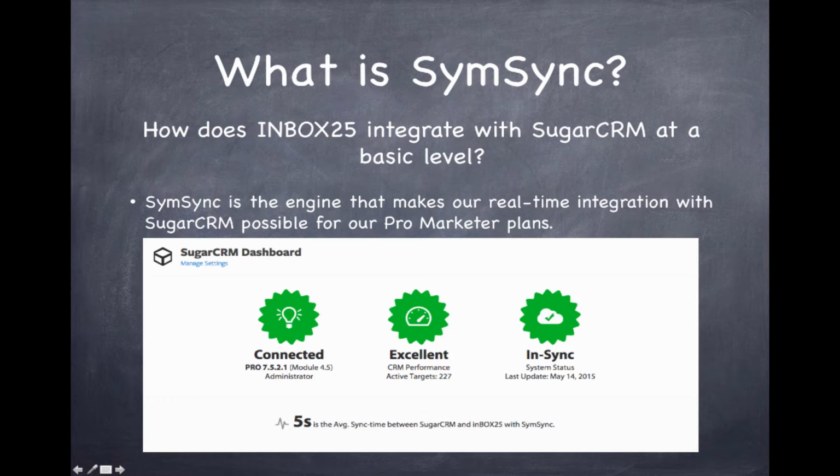The middle icon displays your CRM performance, which will affect your sync speed. In this case here, we have roughly every 5 seconds. And finally, on the far right, we have the system status of your sync and the last time a manual update was run.